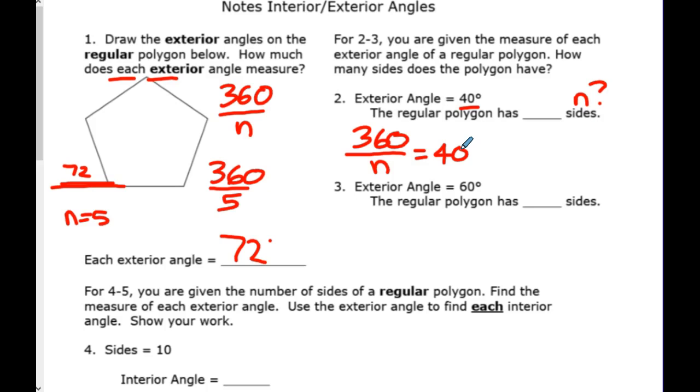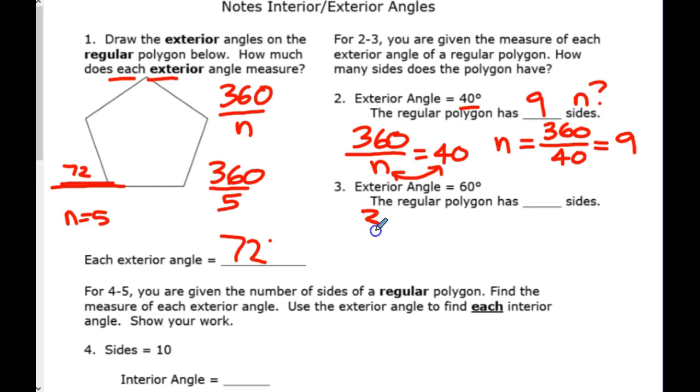Okay, so y'all remember when x was on the bottom of a fraction, the trick was to switcheroo? That's basically what we're doing. N and 40 switch places. So really, n equals 360 over 40. What's 360 divided by 40? 9. Okay. So if they give you n, 360 divided by n is each exterior. If they give you each exterior, 360 divided by each exterior is n. Same process, different answers.